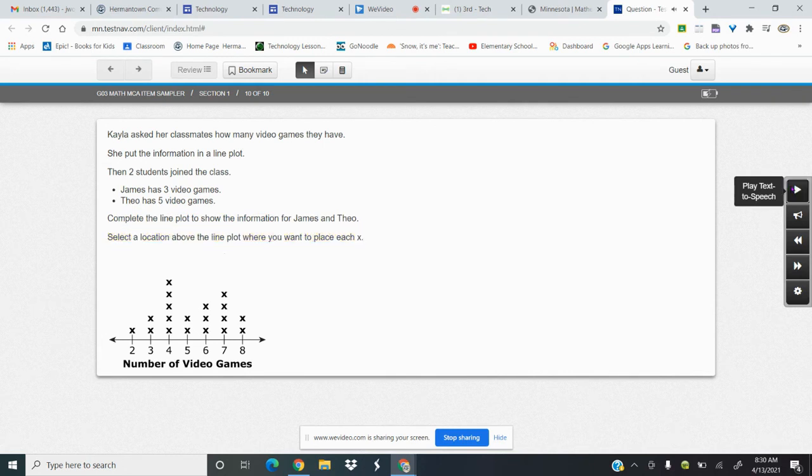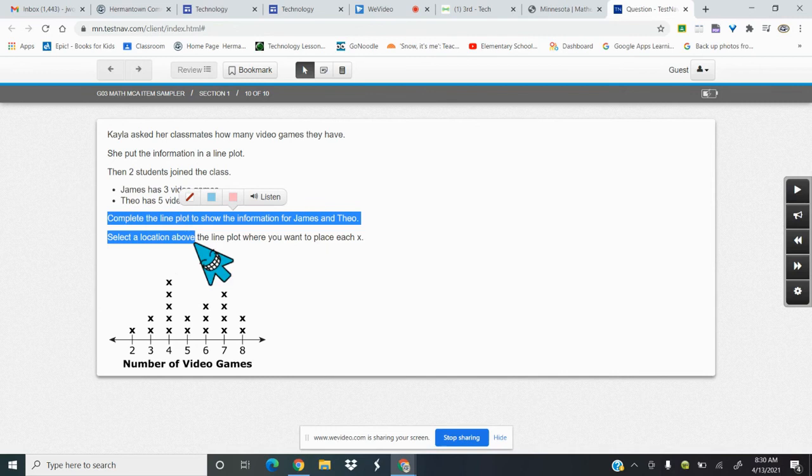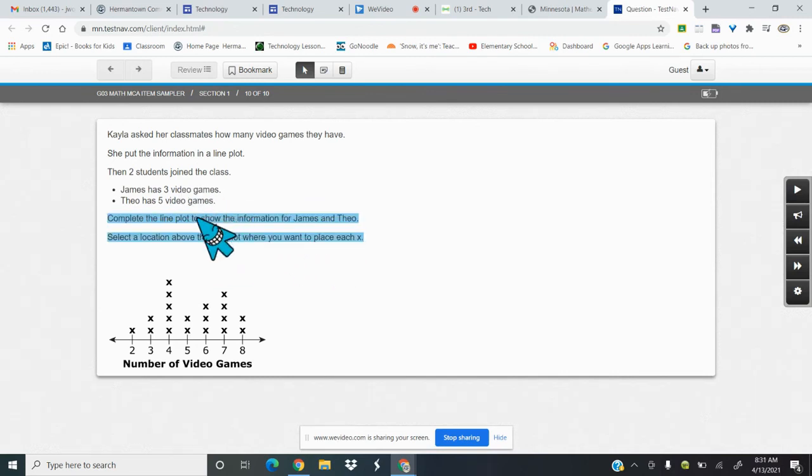All right, in order to save time, I'm not going to read this, have this question play 3 times. You should, because there's a lot of information here, but your main information is right here. James and Theo came to school, they're new students. Kayla needs to get their information on her line plot graph. Here is the information for James and Theo.